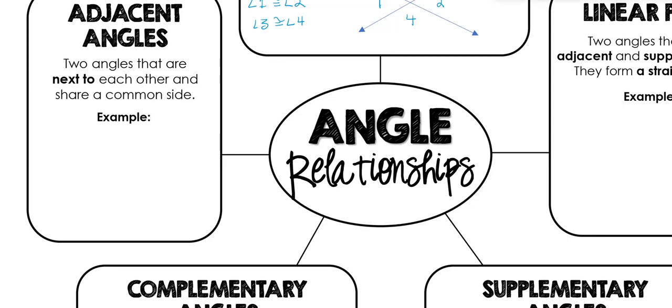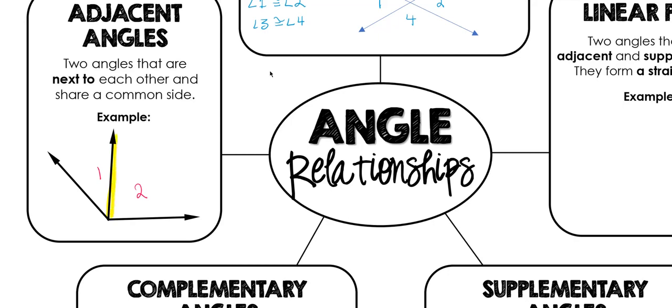So for example, I got some drawn up there, so make my life easier. Adjacent angles, like right here, they share a common side. So this would be like angle 1, angle 2. Those are adjacent. And this is the side that they share.